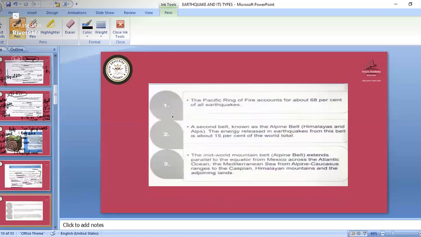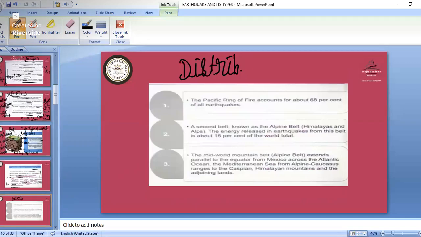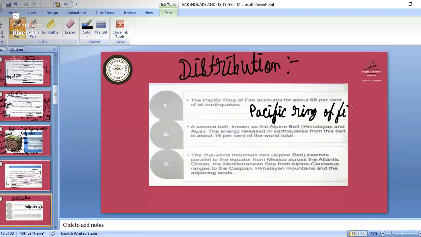Okay. So now, the distribution of earthquakes. Now that was on the basis of the focus. All over the world, if you see, the Pacific Ring of Fire, it accounts for how much? 68%. In the Pacific Ring of Fire area, 68% of earthquakes are being felt.